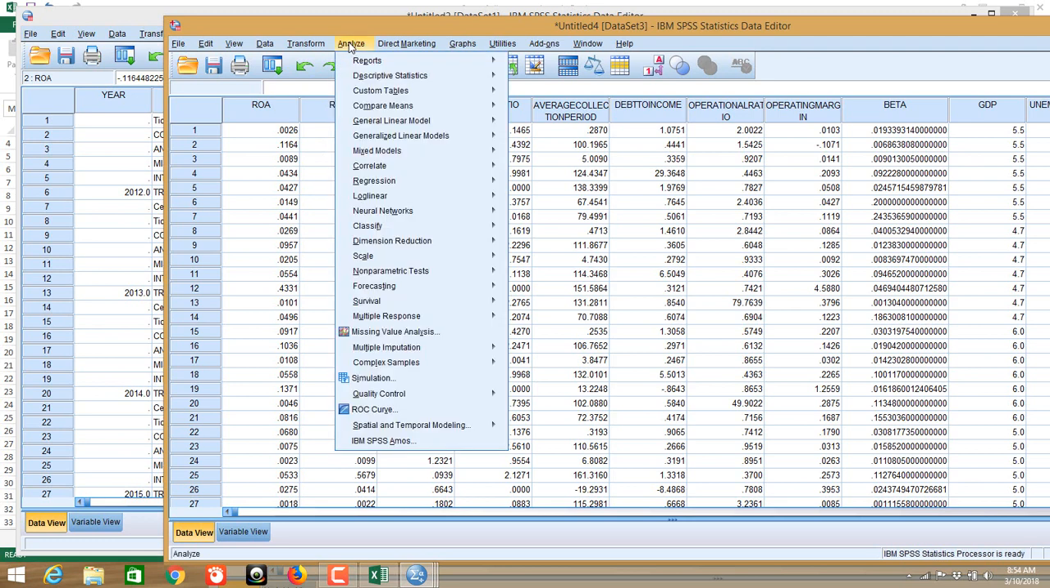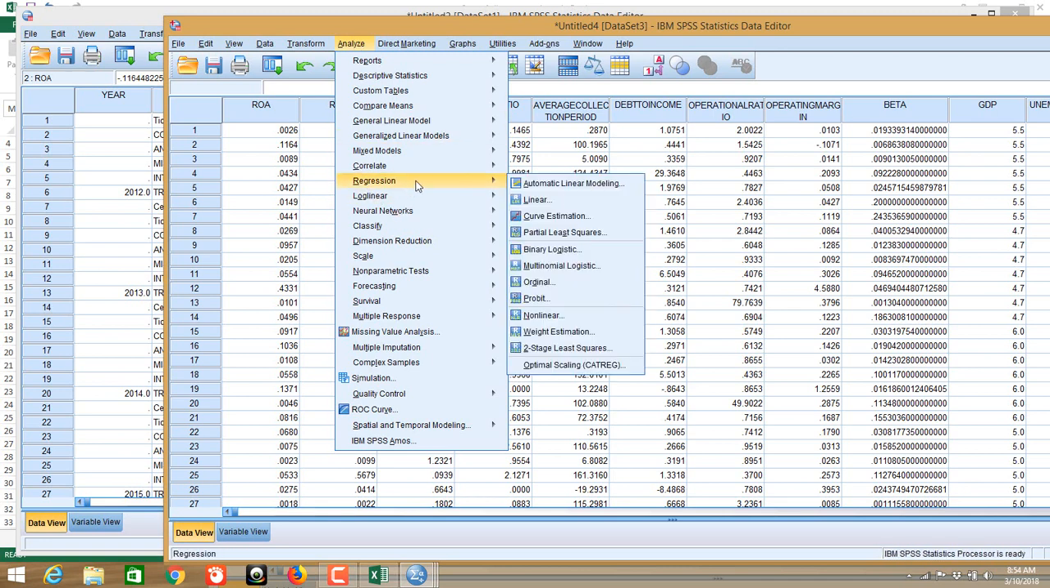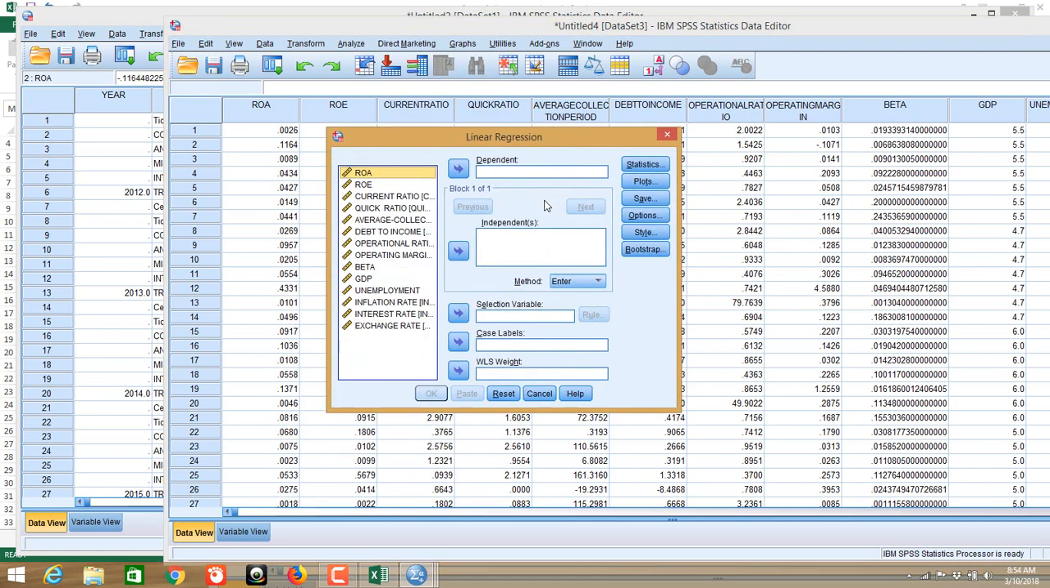Once it is already removed, what you need to do now, you need to go to Analyze. Okay, now it's an important process. Once you go to Analyze, you go to Regression, and then you go to Linear. Can you see that? Okay, and then you click. Okay, now you are here.